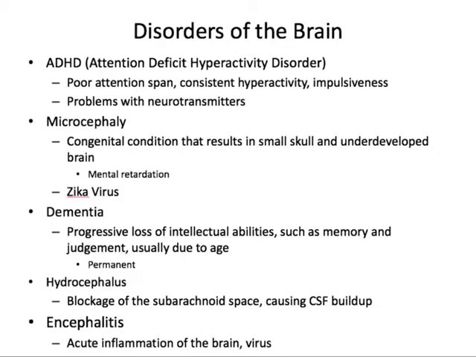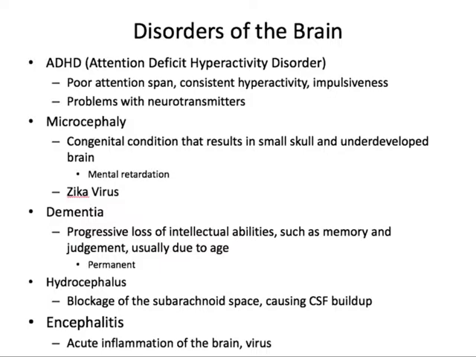Dementia is just something that happens due to age. However, it can happen due to other brain disorders, and it's the loss of intellectual abilities. So you start losing your memory, you start forgetting things, and you start having problems with not only making decisions, but making correct and positive decisions. This is usually due to age, and it is progressive, so it's going to get worse and worse as you get older. Hydrocephalus is something we already talked about.